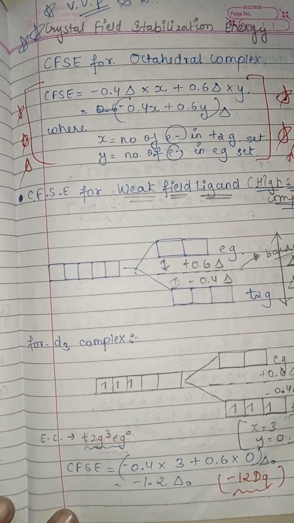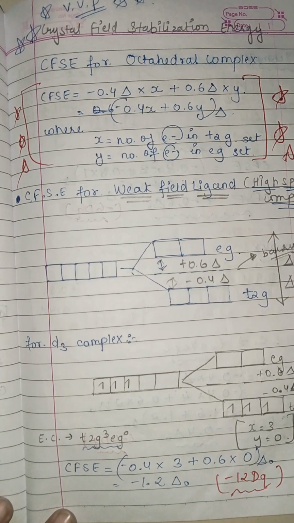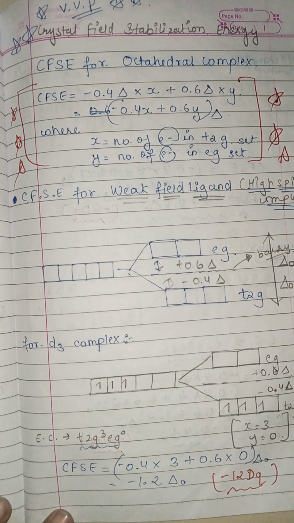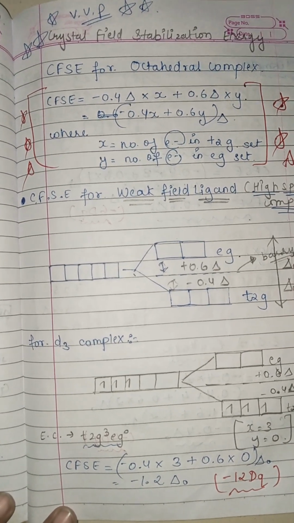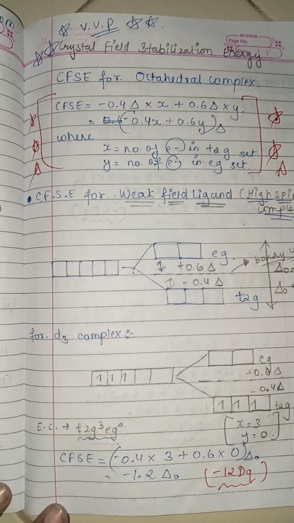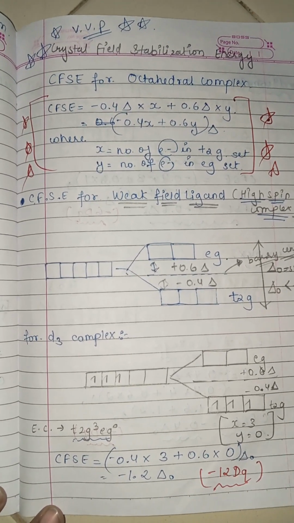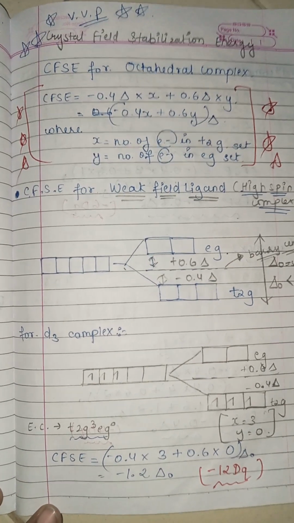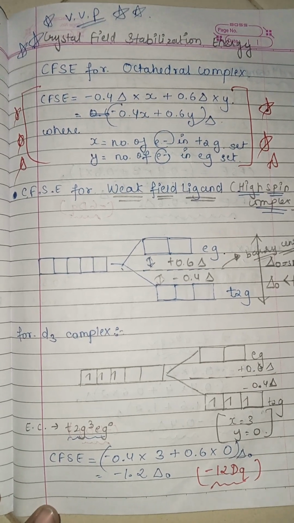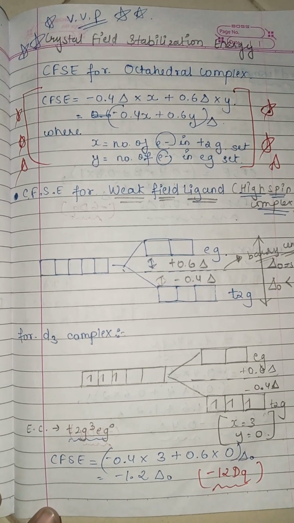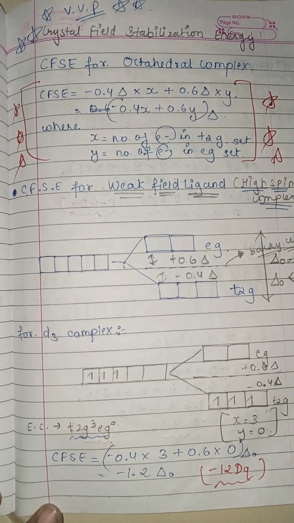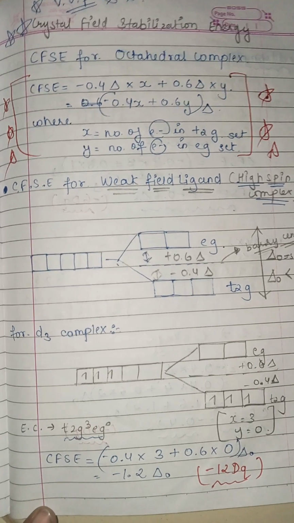into y, where x is equal to the number of electrons in T2g orbitals and y is equal to the number of electrons in Eg orbitals. Now first we'll see weak field ligand or high spin complexes. As we know, d orbitals split into Eg and T2g, and the Eg level is raised and T2g is lowered above and below the barycenter. Eg is plus 0.6 delta or plus 6 dq, and T2g is lower by minus 4 dq or minus 0.4 delta.